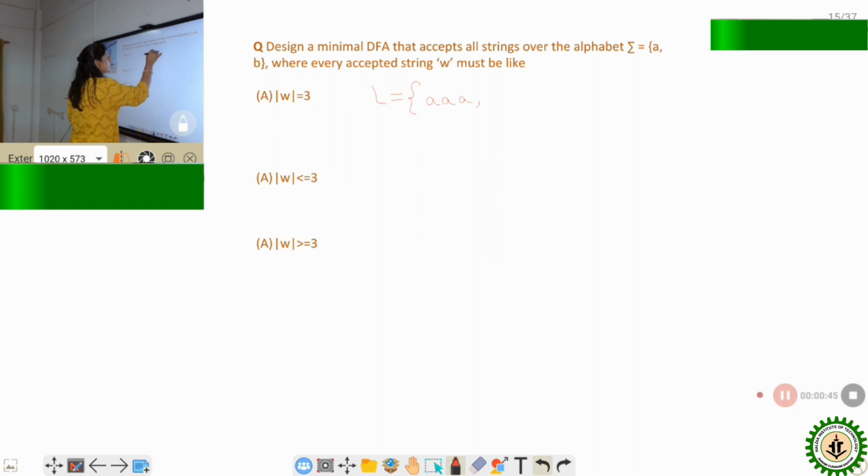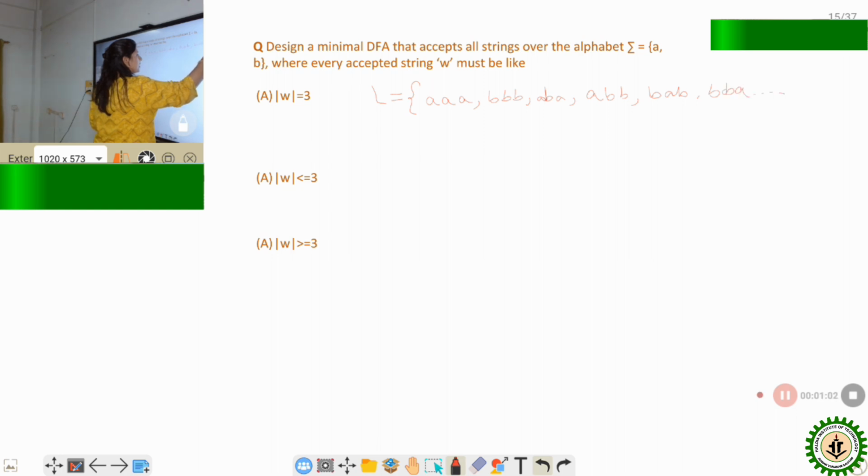The minimum strings can be AAA, BBB, ABA, ABB, BAB, BBA. So, the length of the string will be 3. So, Q0.